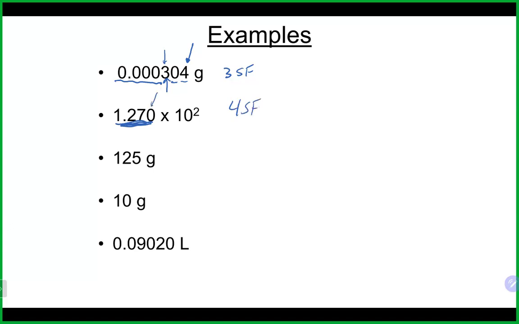And again, the 0 at the end still counts because there is a decimal in this number. Here, we would start counting here, and everything would be significant. So that is 3 significant figures. Here, we would start counting here. This is a 0 at the end, and it is not significant in this case, as there is no decimal point written. That would be 1 significant figure.